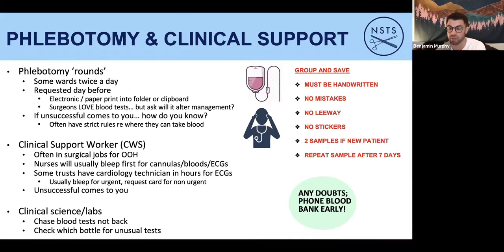So if someone does need a blood transfusion, don't just prescribe it unless you're sure that they've got a recent group and save. Just phone blood bank and ask, do we need any more? Because sometimes if they've had 3 units of blood from their most recent group and save, because that can introduce new antibodies from donors, they'll want a repeat sample, even though there's been one within 7 days. So it will catch you out at one point, but just try and phone blood bank early on if you've got any doubt.